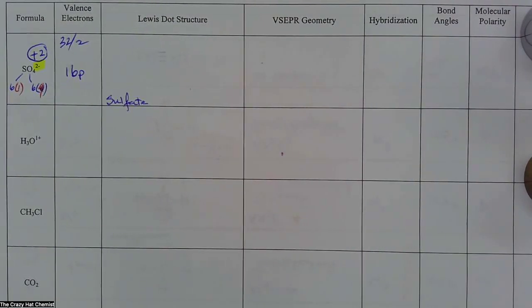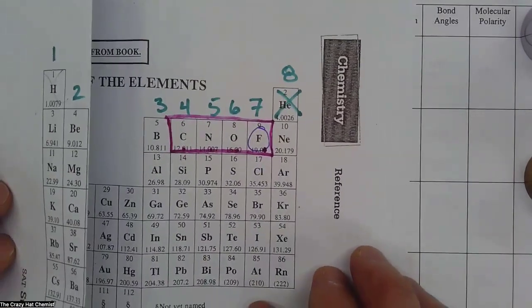Okay, perfect. Got that. All right. Now what we need to do is figure out the least electronegative element, and that is going to go in the middle. So what I tell my students is to do the following.